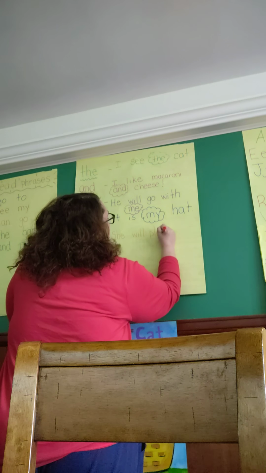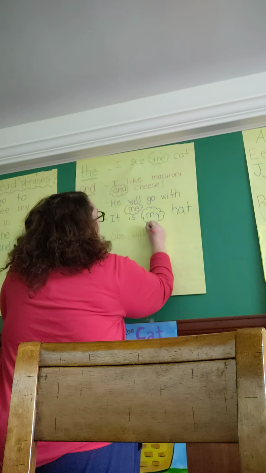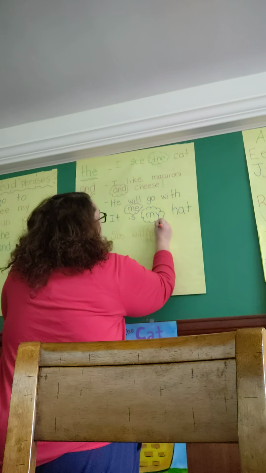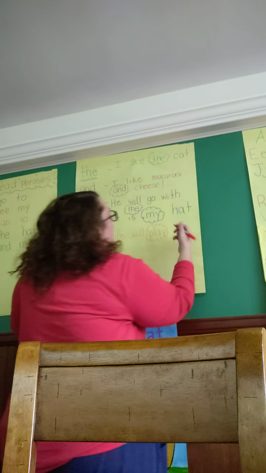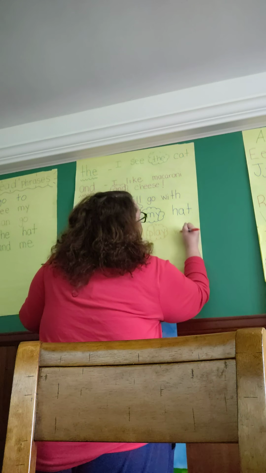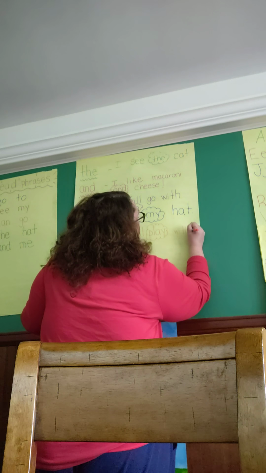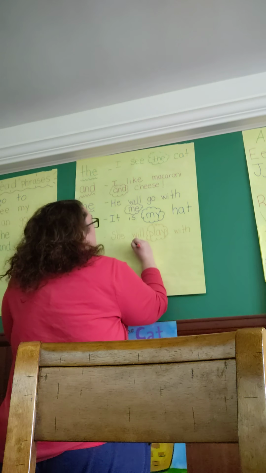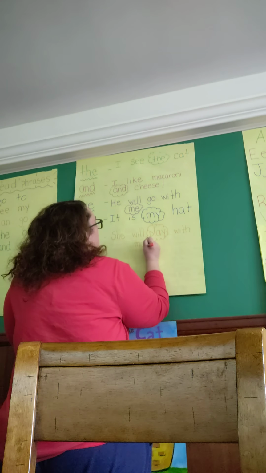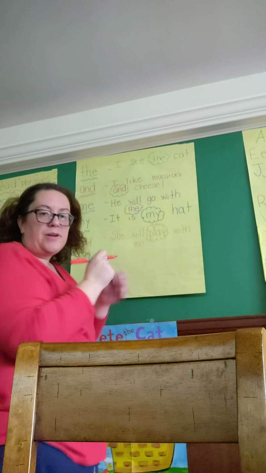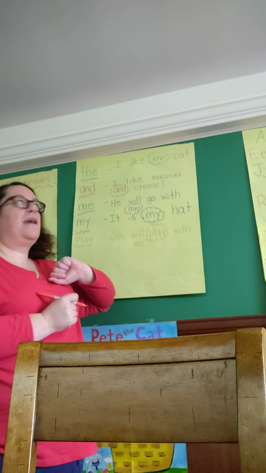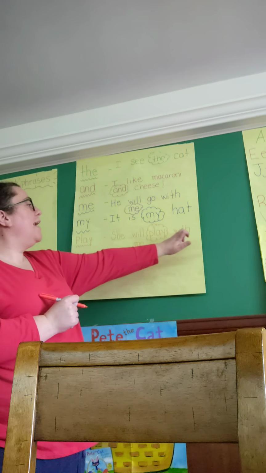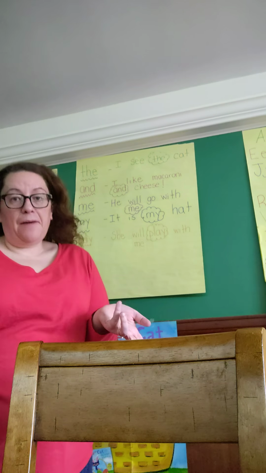Play. There's our play, P-L-A-Y. Remember, I'm going to put a circle around it because that's our sight word. She will play with, and I'm going to add another sight word. M-E, what's that sight word? Do you remember? Me. M-E spells me. She will play with me. I don't know what she's going to play, but she's going to play with me.